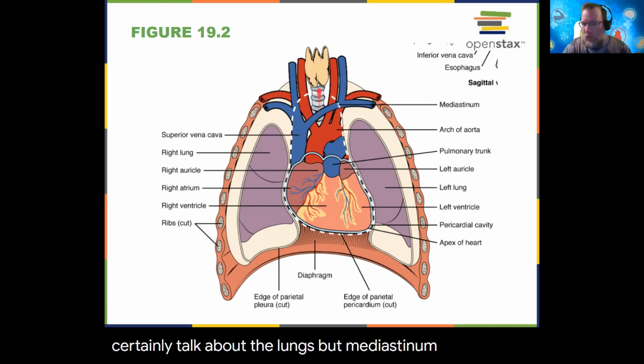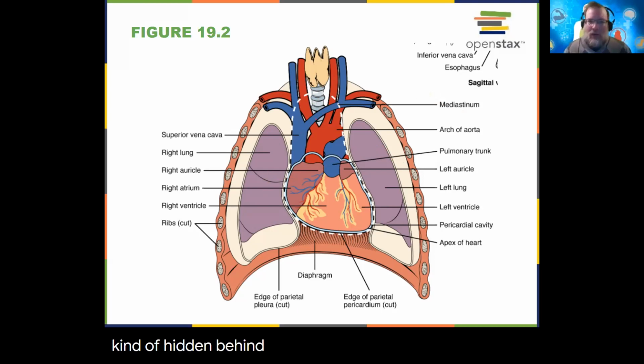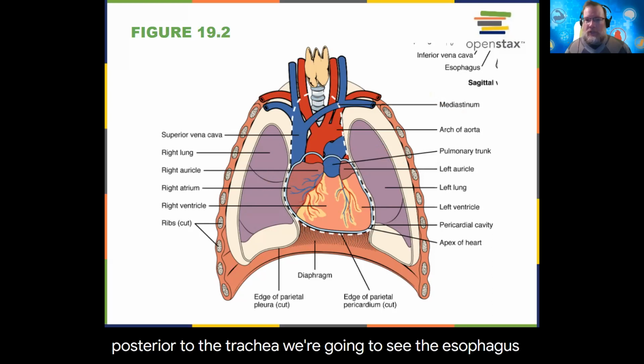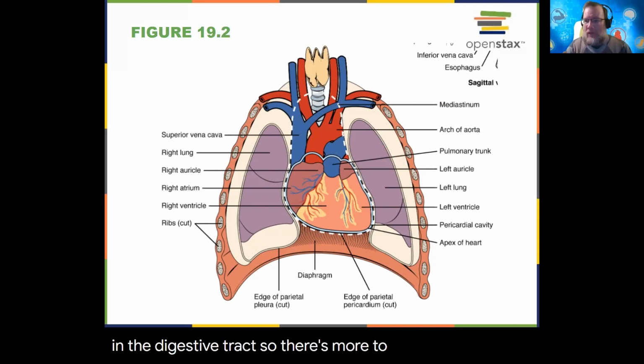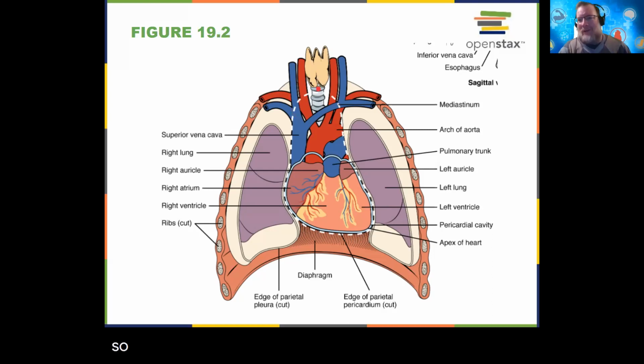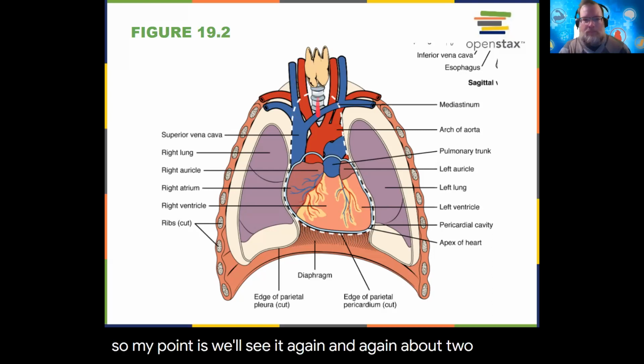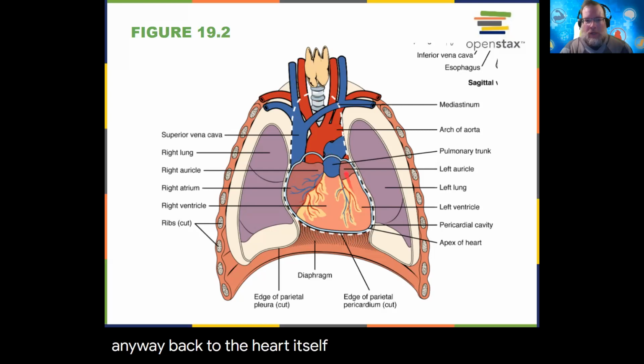But mediastinum wise, we're going to look at the trachea and then the beginnings of those bronchi, or those large branches off of the trachea, kind of hidden behind the heart right now. And then just posterior to the trachea, we're going to see the esophagus in the digestive tract. So there's more to the mediastinum than just the heart and the great vessels of the heart. My point is, we'll see it again in about 2 weeks. So anyway, back to the heart itself. We look at its location, pretty centralized within the thoracic cavity and that mediastinum area.